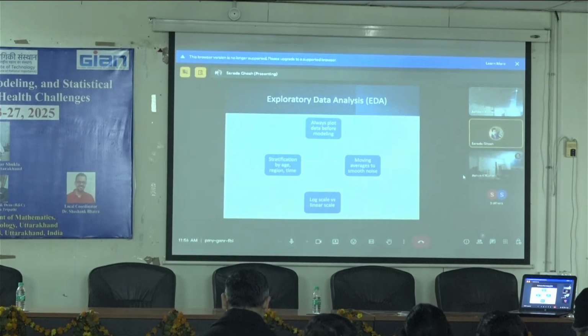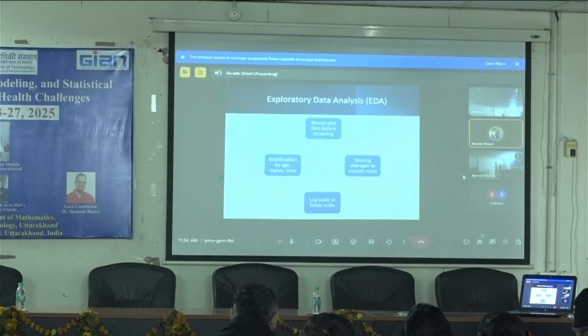The purpose of exploratory data analysis is to understand the structure of the data, like what factors are included in the data and what the actual structure of the data is, and to detect patterns, trends or outliers.